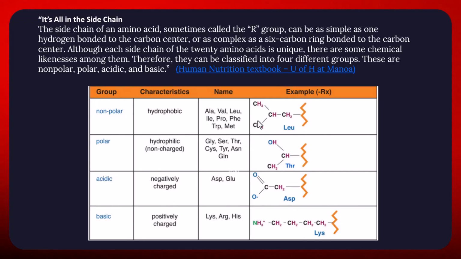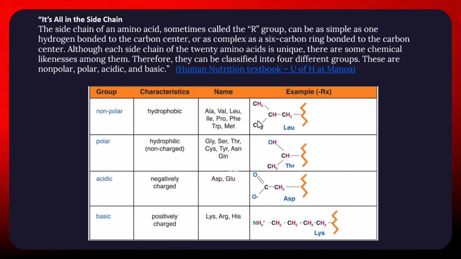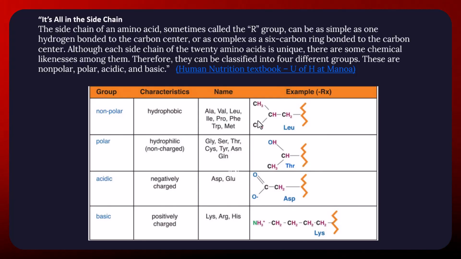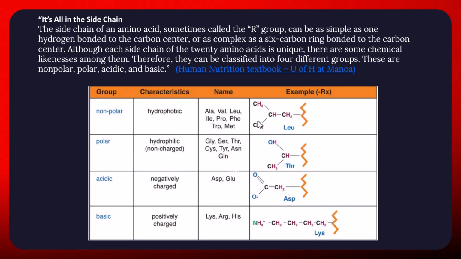The side chain of an amino acid is sometimes called the R group and can be as simple as one hydrogen bonded to the carbon center or as complex as a 6-carbon ring bonded to the carbon center. And although each side chain of the 20 amino acids is unique, there are some characteristics that are similar. Therefore, they can be classified into 4 different groups: nonpolar, polar, acidic, and basic. In this chart, you can see each group listed, its characteristics, names of the amino acids in the group, and an example of the structure.